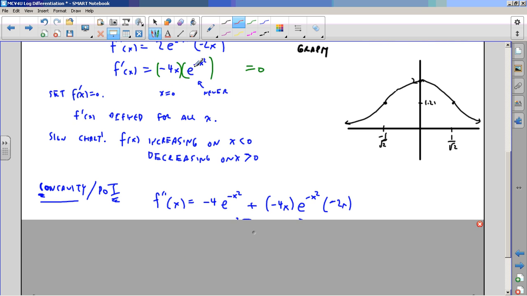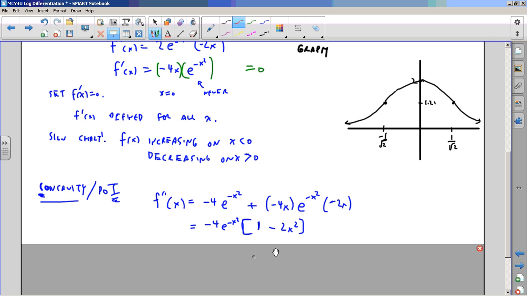So I take this, and it's a product rule now. So I take the derivative. Take the derivative of the first part, which is just -4. Write down the second part. Write down the first part. Take the derivative of the second part. The derivative of the second part is the function itself. Then the derivative of the inside part. Tidy it up because I see a common factor. There's a common factor of -4 and e to the exponent -x squared. So that comes out front. And then what's left over, I get 1 minus 2x squared.